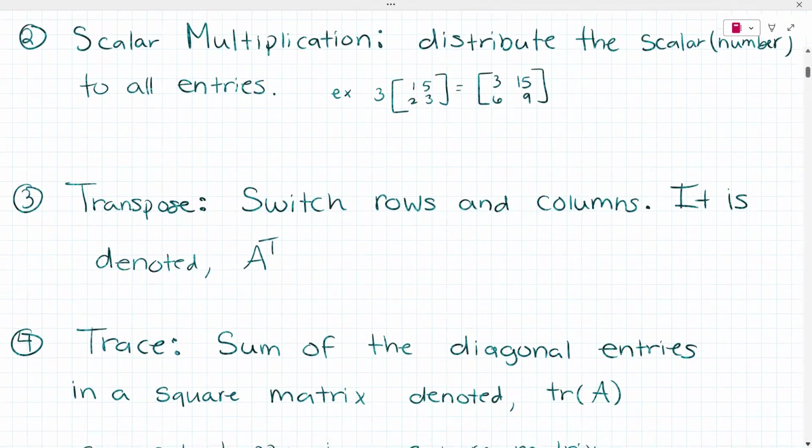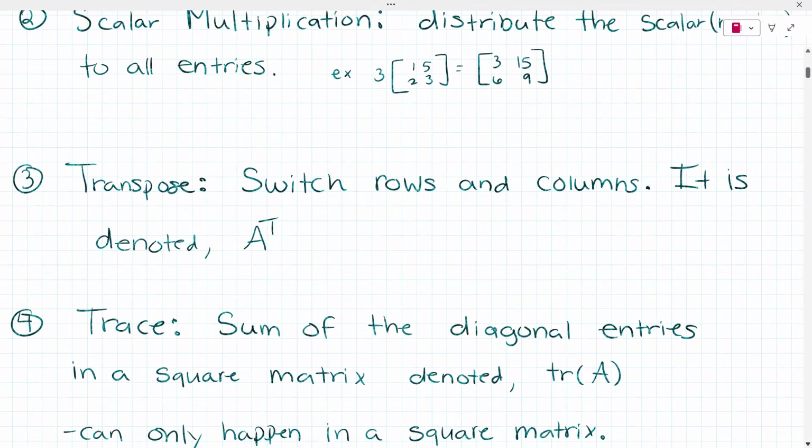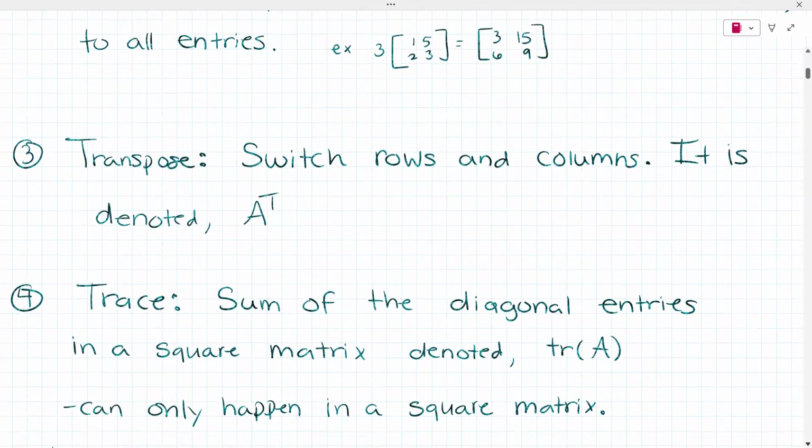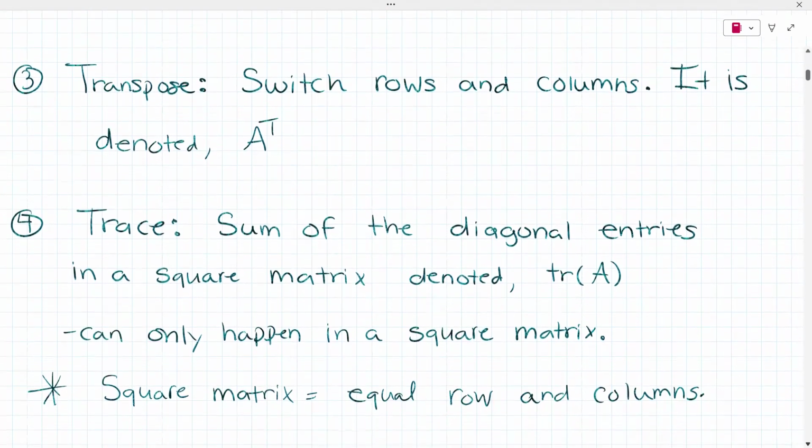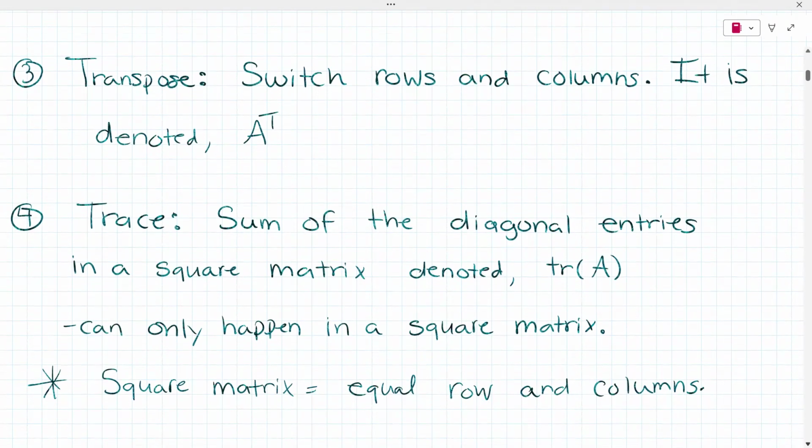What about the term trace? You might hear the word trace in your linear algebra class. Basically, it's the sum of the diagonal entries in a square matrix, denoted by tr and then parentheses A. And this is also very important: it can only happen in a square matrix. A square matrix has equal rows and columns.